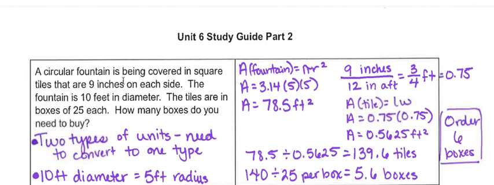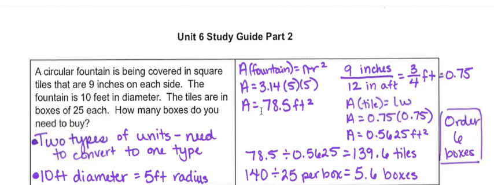I just felt like changing them all to feet would allow me to deal with smaller numbers. Also, since I'm dealing with area, they're covering it. It's in square tiles. This is going to be completely covered. It's not just the outline, so I need to find the area. Well, to do area, I have to know the radius. So if it's 10 feet in diameter, that's 5 feet in radius.